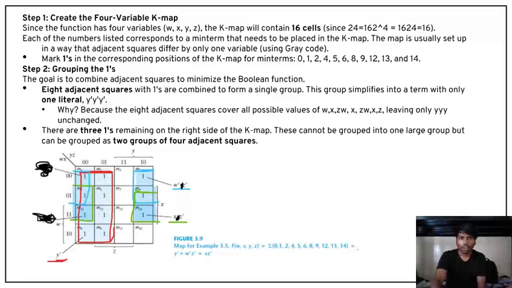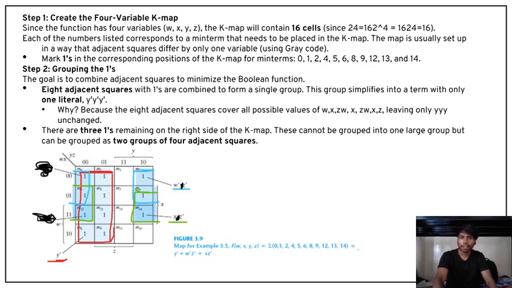Now, the steps. Step one, create a four-variable K-map. Since the function has four variables w, x, y, z, the K-map will contain 16 cells, since 2 to the power 4 is equal to 16. Each of the numbers listed corresponds to a minterm that needs to be placed in the K-map.